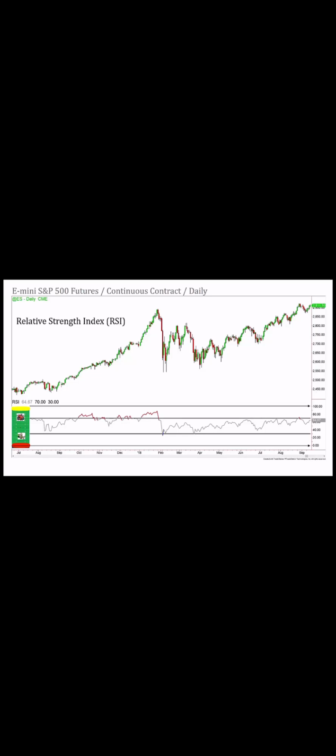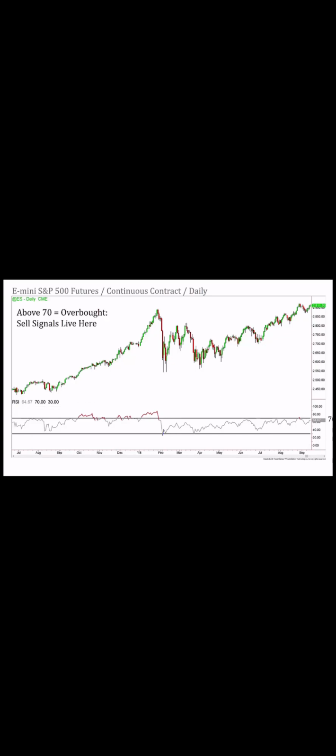Now when he put it out there, he had a setting on it that we're not going to change, and that's the standard setting of 14 periods. In the case of this E-mini S&P chart, which is showing daily candlesticks, that means each RSI value is plotted based on the past 14 days. So we're going to keep the 14 period setting, but change pretty much everything else.